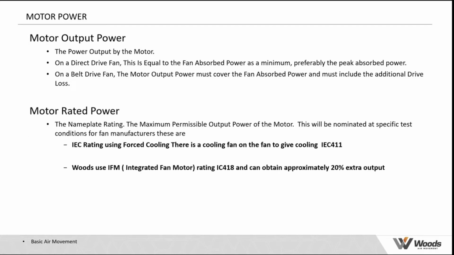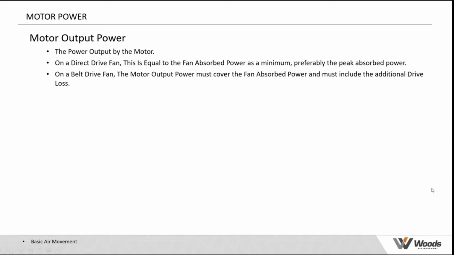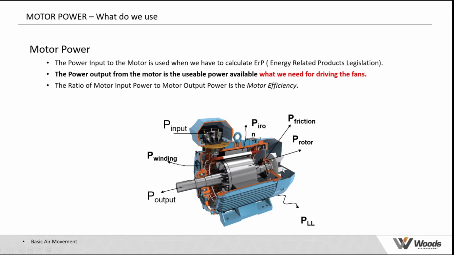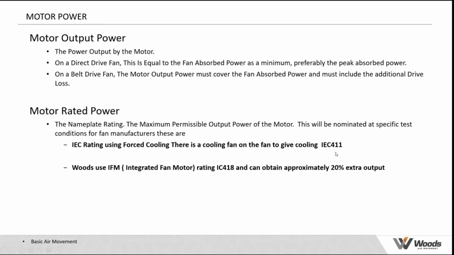So let's have a little bit of a think about when we talk about these motor powers. If you go into a motor shop and buy a standard off-the-shelf motor, this is what you will have, IC411. So that is a motor with a cooling fan on the back. That is a standard motor arrangement with a cooling fan. So it's fine, and we know what the output is.